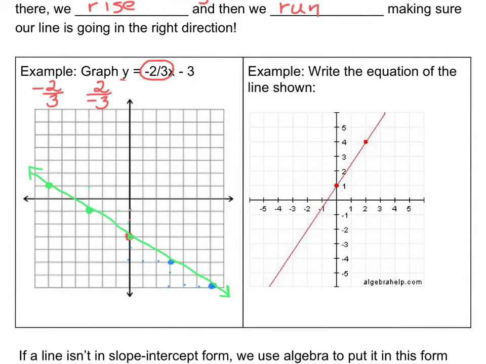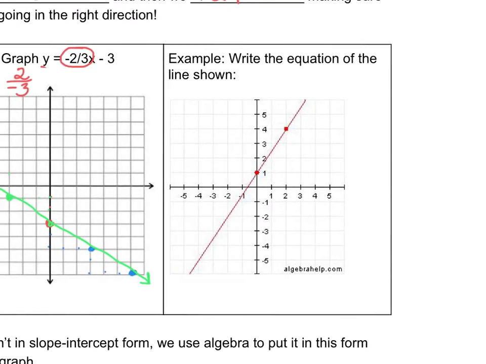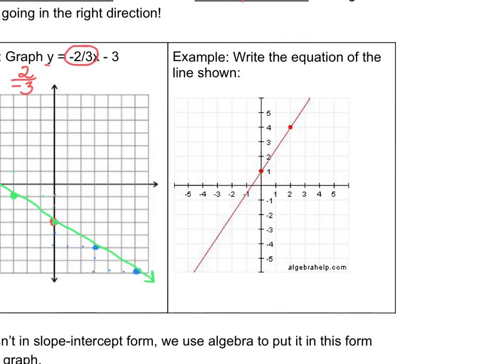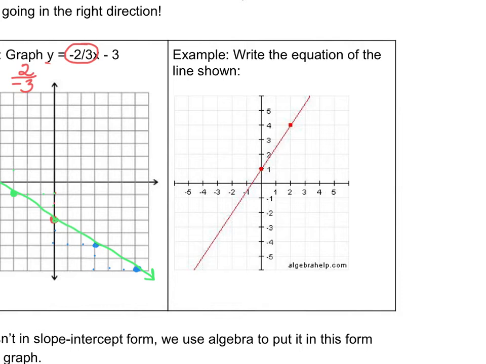So the next example here, we're going backwards. I've given you the line. I want you to give me the equation of the line. So I know it's going to be y equals something x plus something. I'm going to start with that y-intercept. The y-intercept is 1. That means I know my number here will be 1. It's going to be something x plus 1.